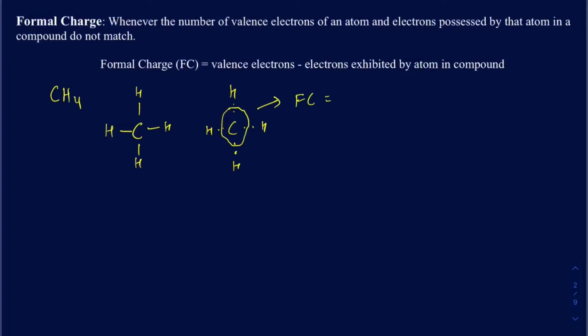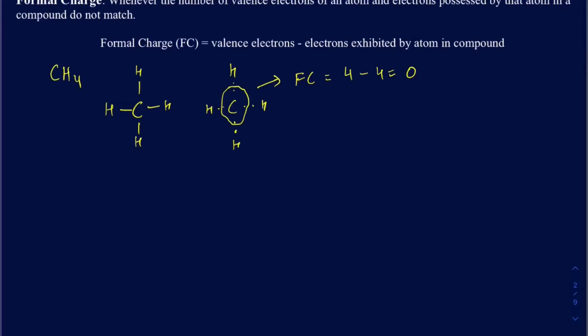When you do the formal charge in this particular case, it's the valence electrons, which come from the periodic table, obviously. Carbon has 4 valence electrons, and then the electrons possessed by that atom in that compound. In this case, carbon has 4 electrons again, so 4 minus 4 is 0. That's the easier way to calculate the formal charge. You don't have time to write down bonding electrons, lone pairs, and all that. You want to be able to do this quickly.